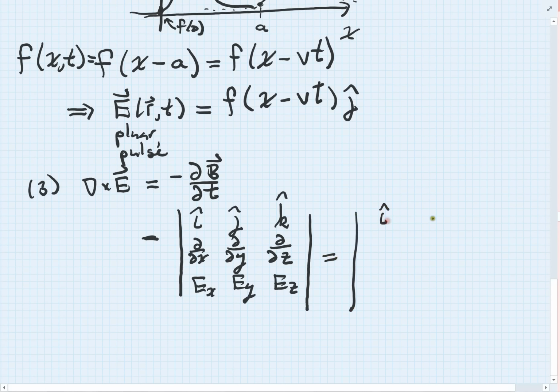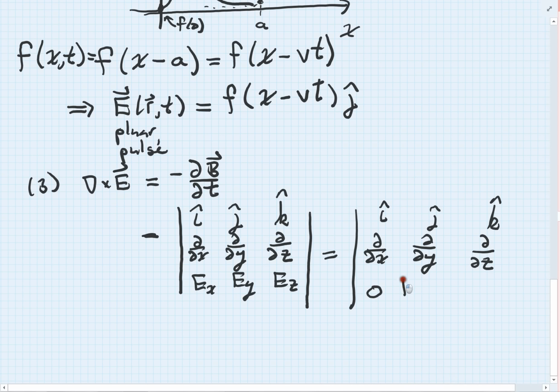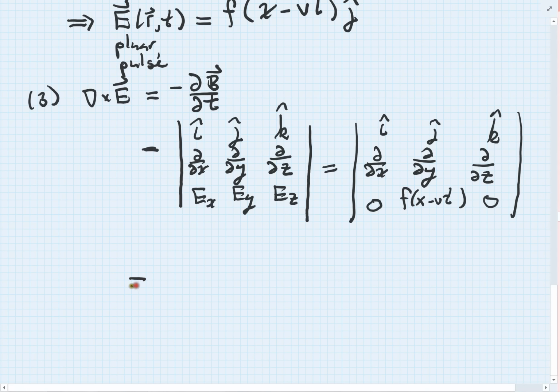So we have i hat, j hat, and k hat. Derivatives with respect to x, y, and z. And the electric field has, in fact, no x component. Its y component had this very special form. It was f of x minus vt. And our electric field pointed along y. It had no z component. So this here is 0. So now we need to calculate this determinant. And so we can go ahead and carry through on our calculation.